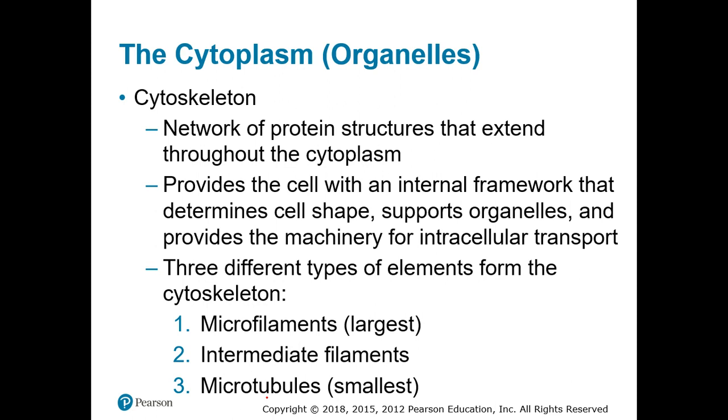There are three different types of elements formed from the cytoskeleton. There are microfilaments, these are the largest. Actually, I have this backwards. This is the smallest. Microtubules are going to be the largest. So please fix that in your notes. So microfilaments are the smallest. Then you have intermediate filaments in the middle, and then microtubules are the largest.